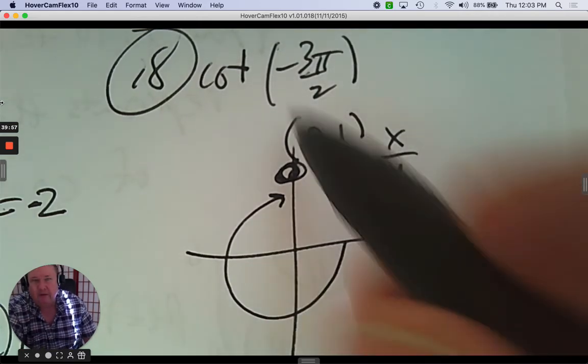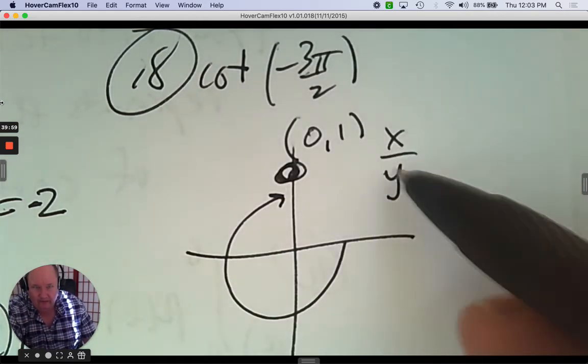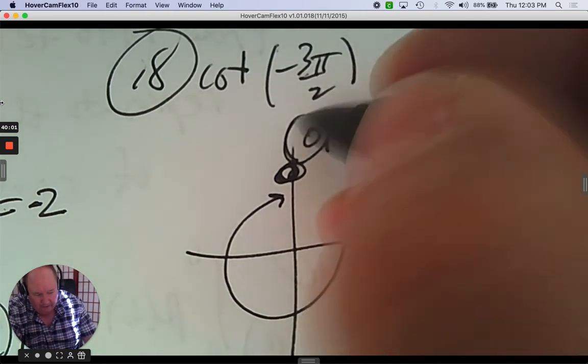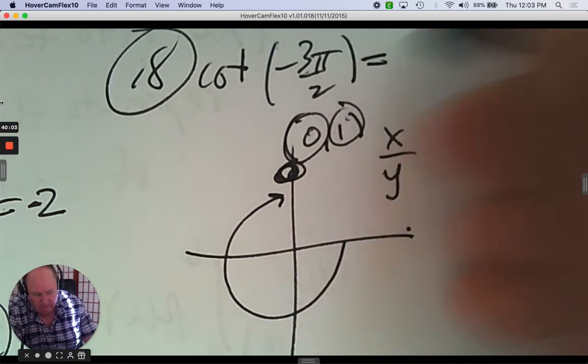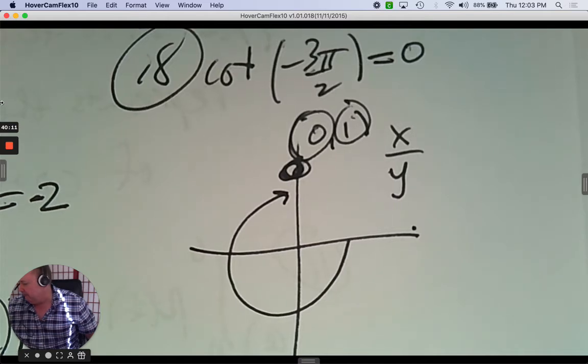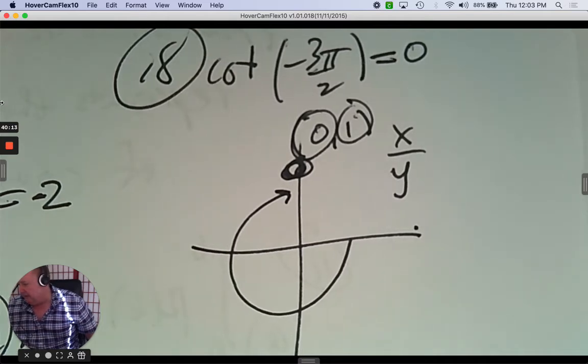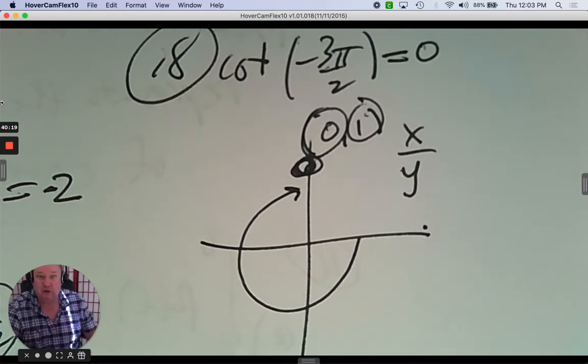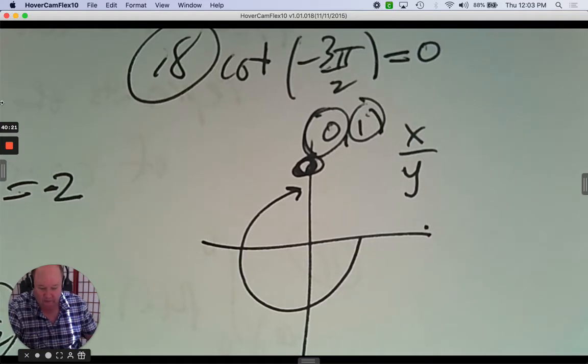So the definition of cotangent is x divided by y. So if I go the x divided by the y, 0 divided by 1, the answer is 0. If 0 was in the denominator, then it would be undefined. I know it's not easy. It's like the first time you learned your times tables. It's not going to be easy. You're going to have to work at knowing how to figure out your unit circle.